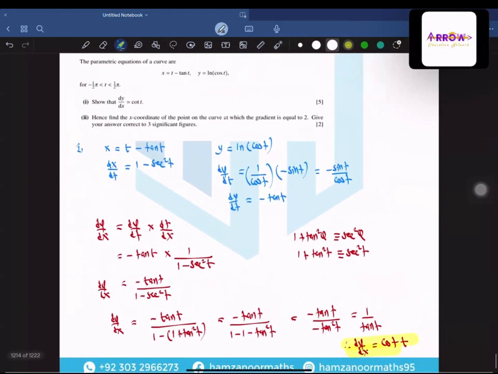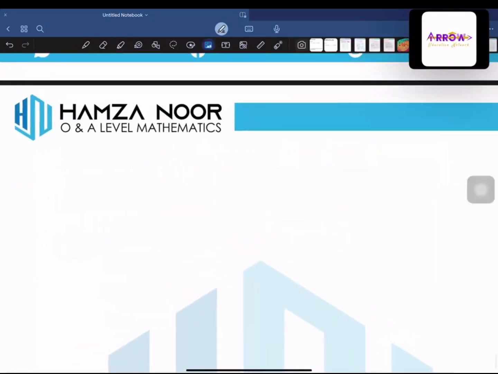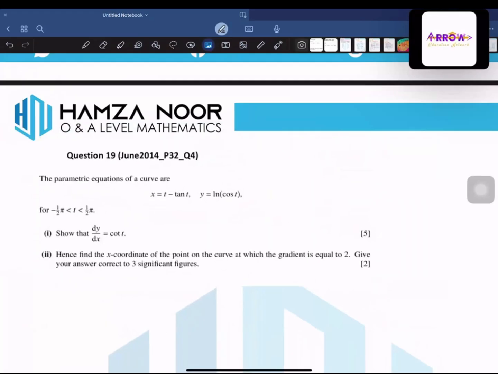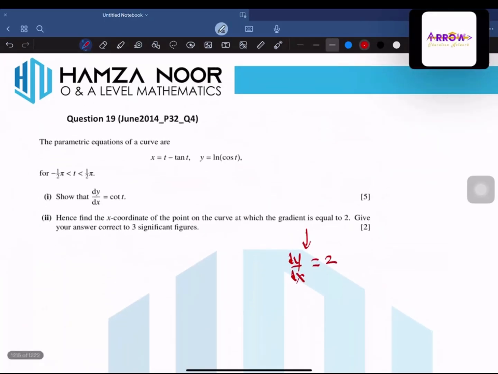All right. So now let's move on to the next part. Now moving on to part 2, which is just for 2 marks. What we need to find is the x coordinate of the point on the curve at which the gradient is equal to 2, and we need to give our answer correct to 3SF. So the gradient is equal to 2 means that dy over dx will be equal to 2, meaning the dy over dx which we have shown in part 1, which is cot t.